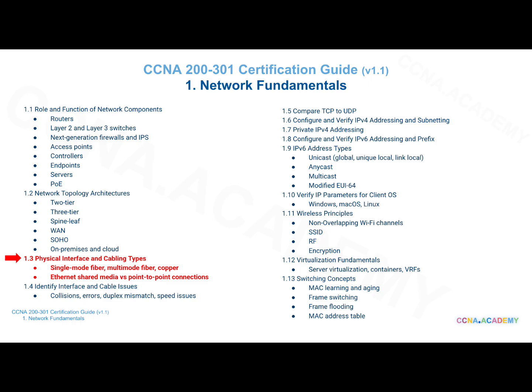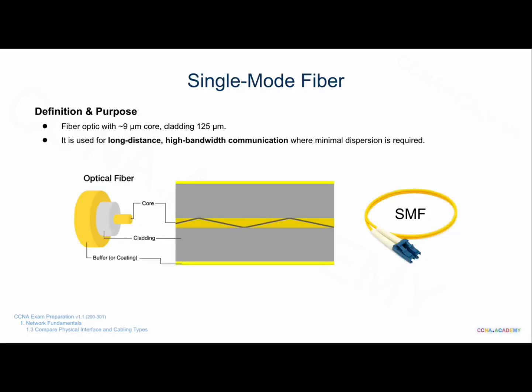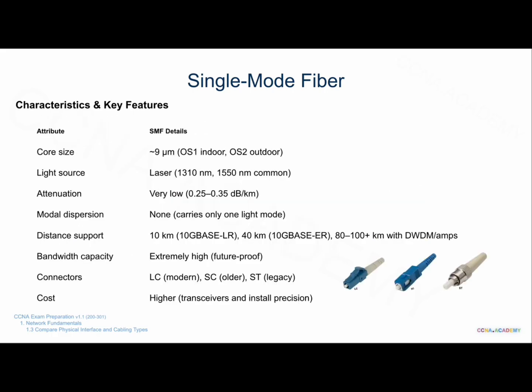Section 1.3. Physical interface and cabling types. Single-mode fiber, or SMF, is an optical fiber with a very narrow core of about 9 microns. Its purpose is to carry light signals across very long distances with minimal loss, making it ideal for wide area and backbone networks. It uses laser light as the transmission source and supports very high bandwidth.